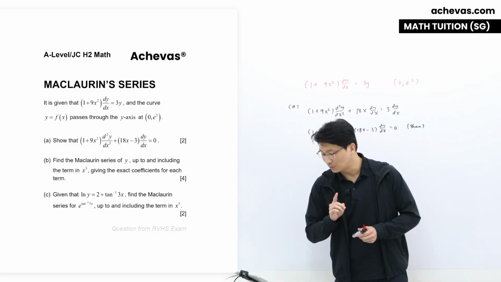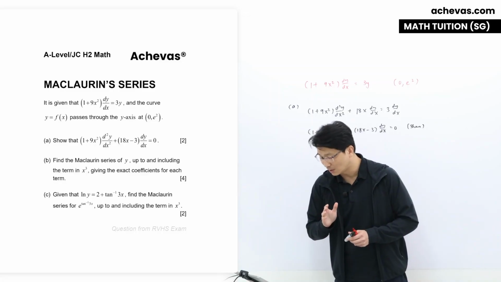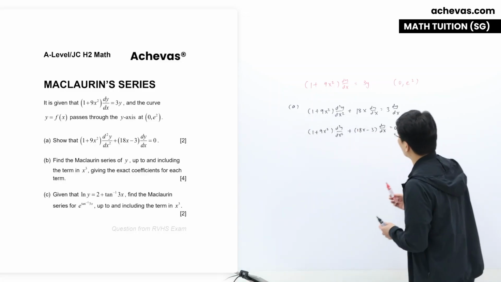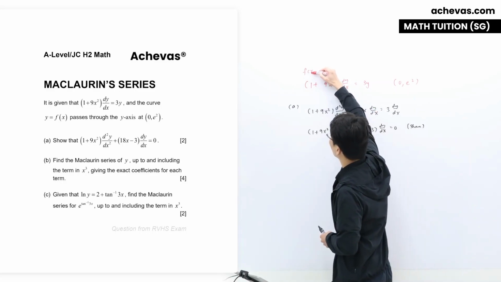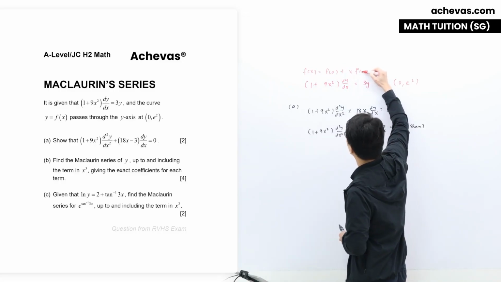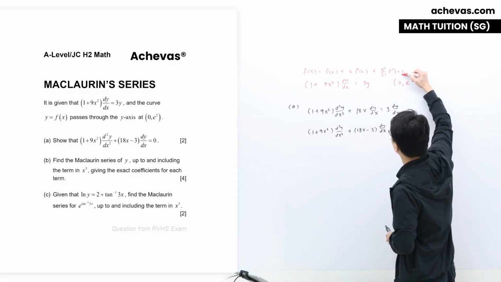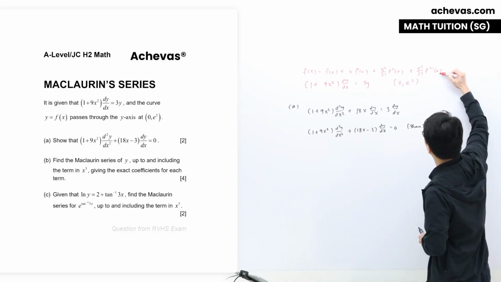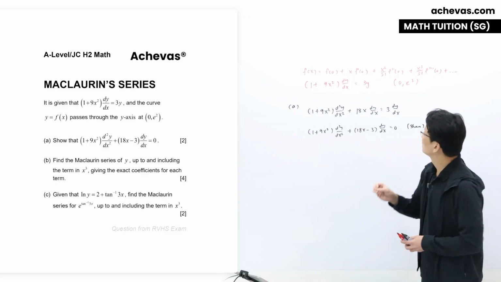For part B, we are supposed to find the Maclaurin series of y up to and including the term of x cubed, giving the exact coefficient for each term. So we know that for the Maclaurin series, we are going to make use of the formula, which is given to be f(x) = f(0) + x f'(0) + x²/2! f''(0) + x³/3! f'''(0) + ... This expression can be obtained from the formula list, right?